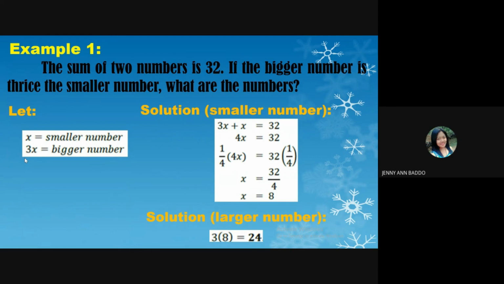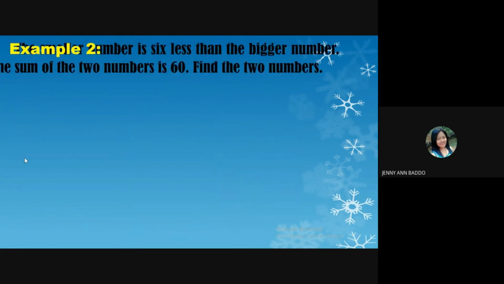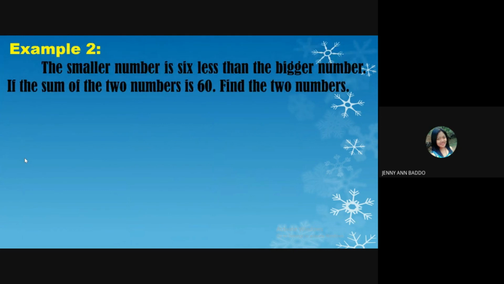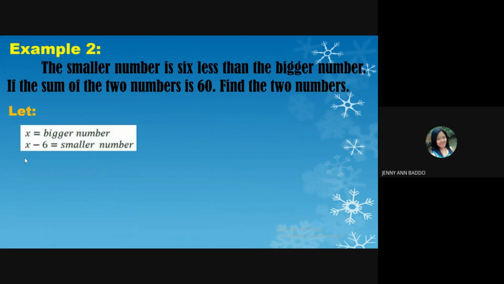Another example. The smaller number is 6 less than the bigger number. If the sum of the two numbers is 60, find the two numbers. So again, we have to let variables to the given. The last mentioned number is the bigger number. Therefore, it's our variable x. Then for our smaller number, it says it is 6 less than the bigger number. So that is x minus 6.